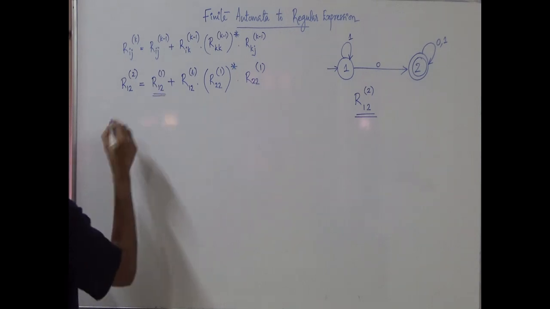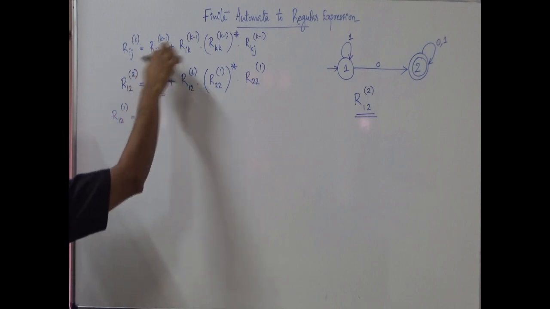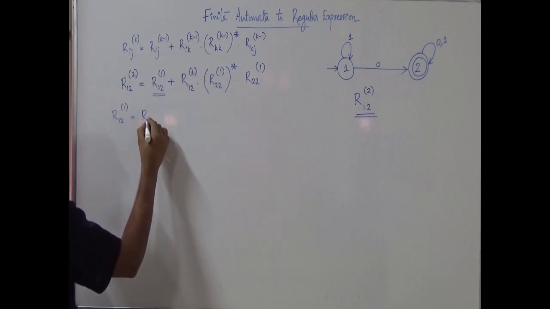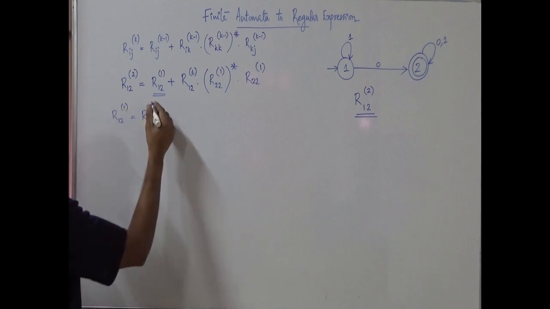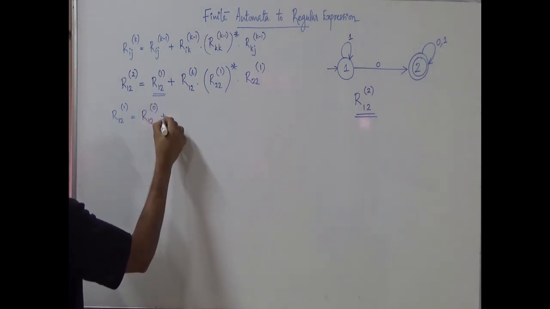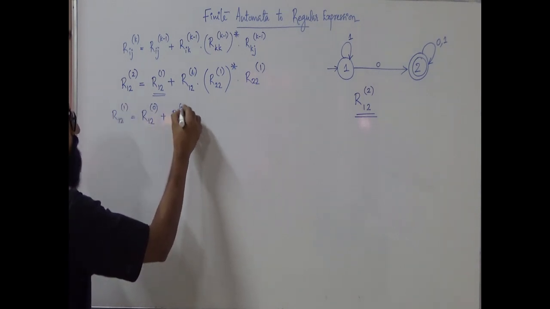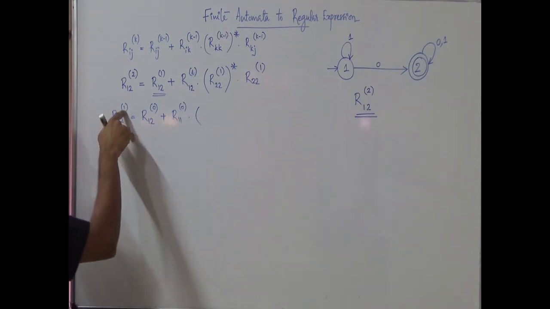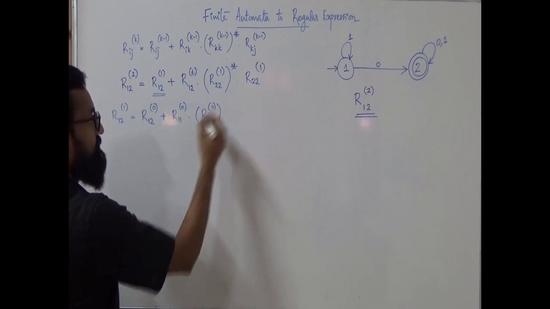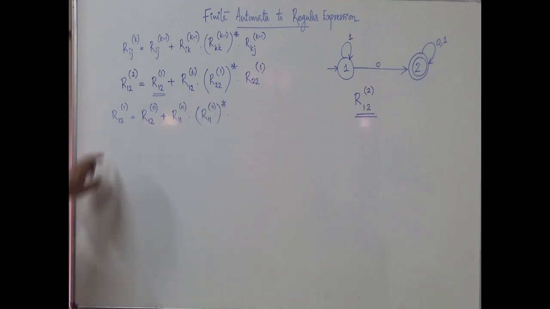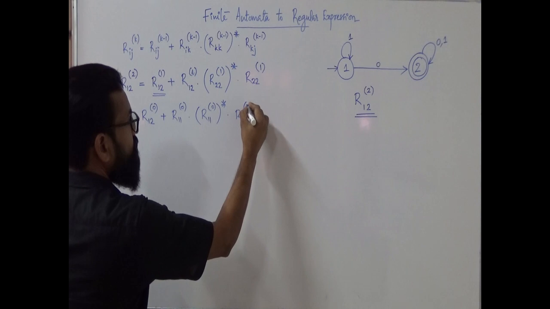Now we can determine R12 of 1. What is R12 of 1? Apply this formula, you will be getting R12 of k minus 1, where k is 1 here, so k minus 1 is 0: R12 of 0 plus Rik, that is R11 of 0, concatenated with Rkk, that is R11 of k minus 1, which is 0, Kleene closure, concatenated with Rkj, that is R12 of k minus 1, which is 0.